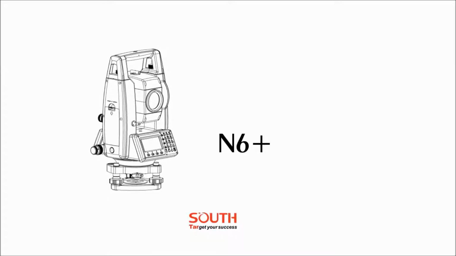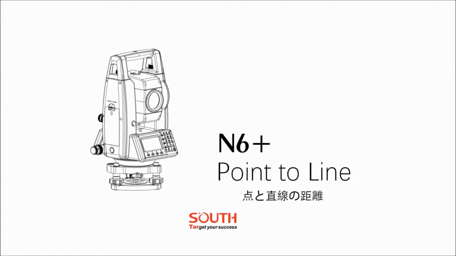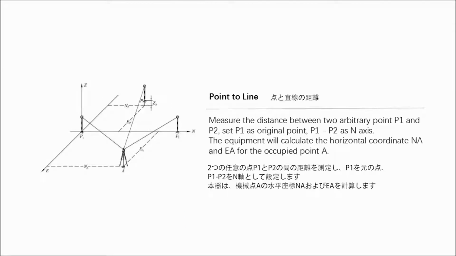In this episode, we will have a quick guide for point to line. Measure the distance between two arbitrary points P1 and P2, set P1 as the original point and P2 as the N-axis. The equipment will set up a coordinate system based on P1 and P2, which calculates the coordinates NA and EA for the occupied point.